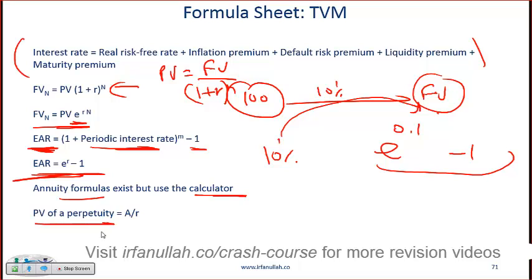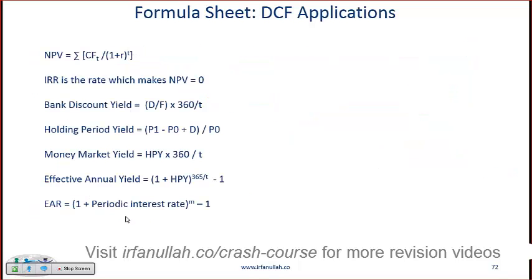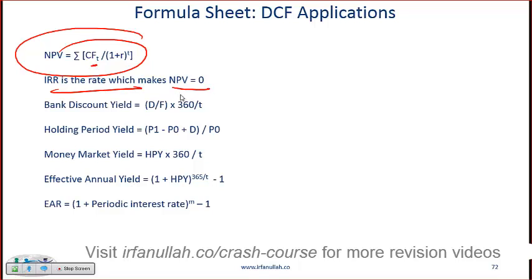Okay, so present value of a perpetuity is equal to A over R. So if you have a cash flow forever, then to calculate the present value, you take the cash flow divided by the discount rate in decimal. Okay, discounted cash flow applications. This is the NPV formula, simply the present value of all the cash flows. And this includes the first cash flow, which is typically a negative. The IRR is the rate which makes NPV 0. And then you need to remember all these formulas.